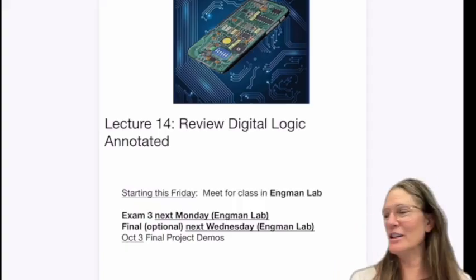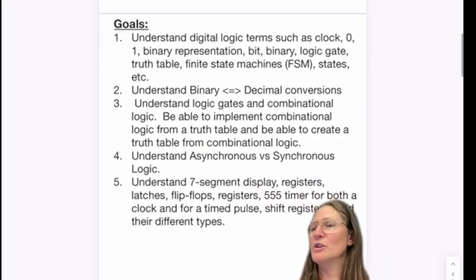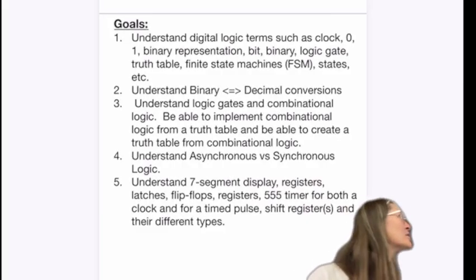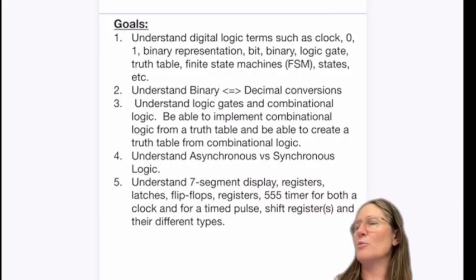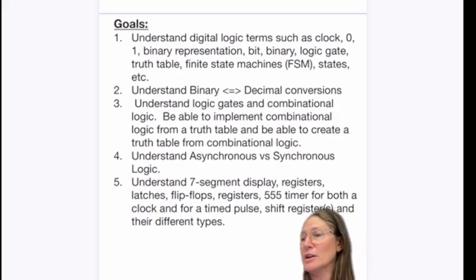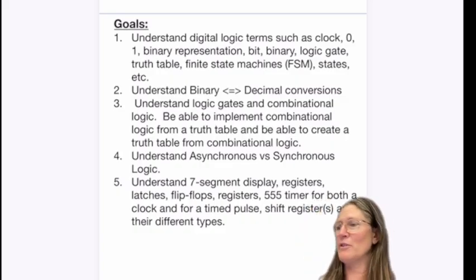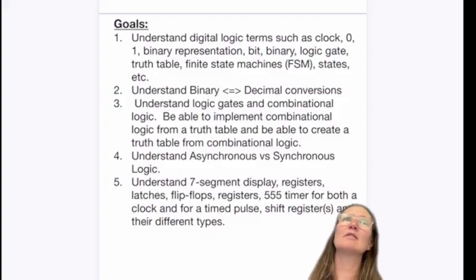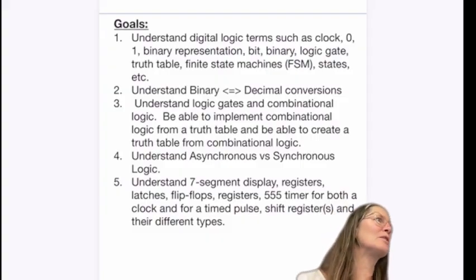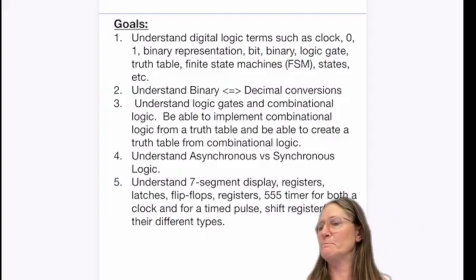All right, so on the exam, it's going to be digital logic, so combinational logic, so making sure you understand all the terms, like a clock, what does a 0 and 1 mean? What's an analog system versus a digital system? Bit, binary, what does binary mean? Logic gate, what does the logic gate mean? Truth table, finite state machine, states. What do all of those terms that we've now been introduced to with the digital logic mean?